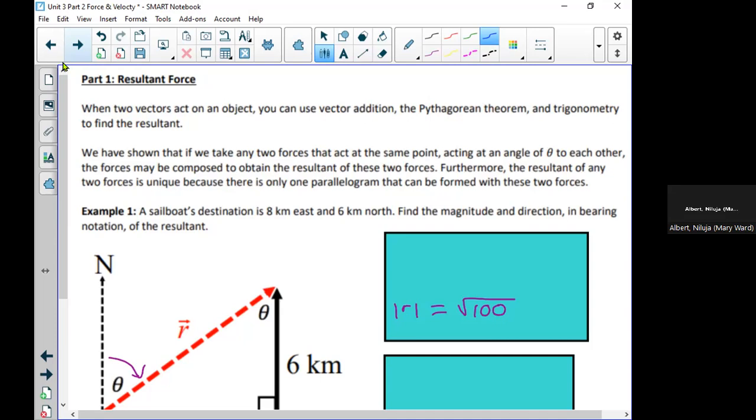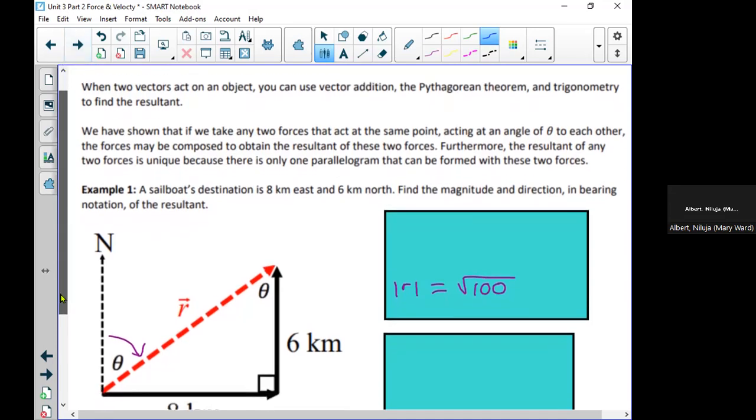So when 2 vectors act on an object, you can use vector addition, the Pythagorean theorem, and trigonometry to find the resultant. We have shown that if we take any 2 forces that act at the same point, acting at an angle of theta to each other, the forces may be composed to obtain the resultant of these 2 forces.